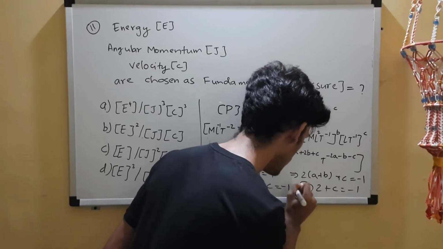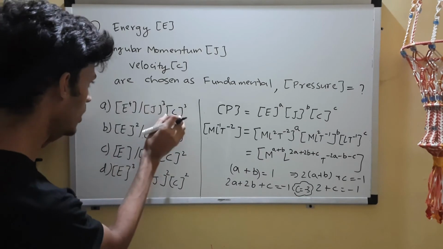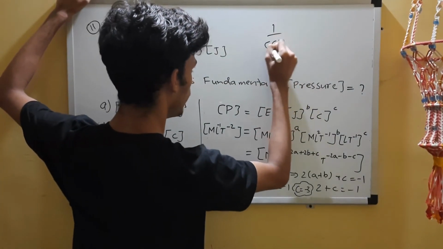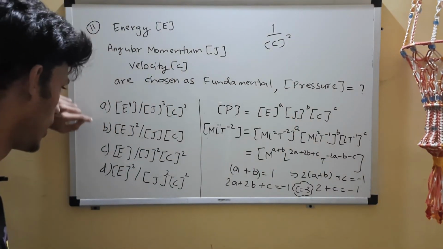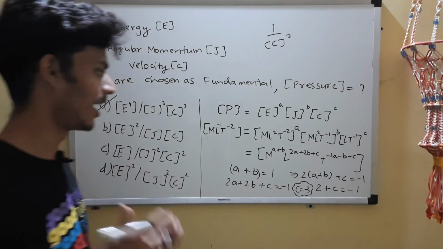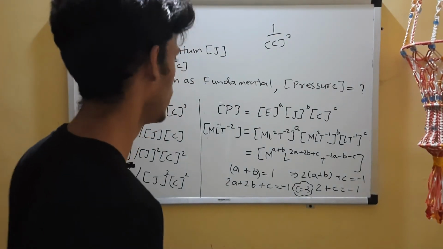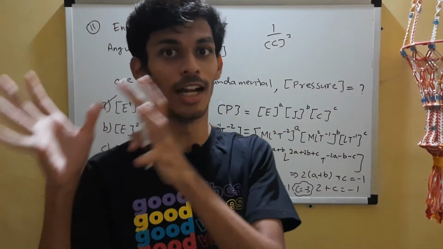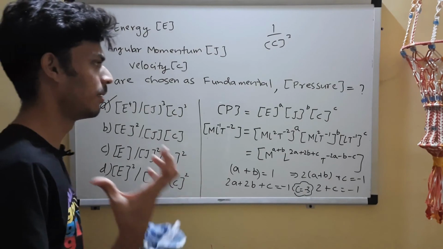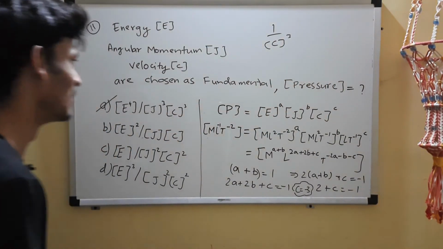So C is minus 3, so 1 by c to the power 3. Which equation has that? Only this one has. Oh wow. So this is the correct answer. Again, this is not a BITSAT question, but it was the same breed as that 9th question. It was something different, so I brought it to class. So you can note that down.